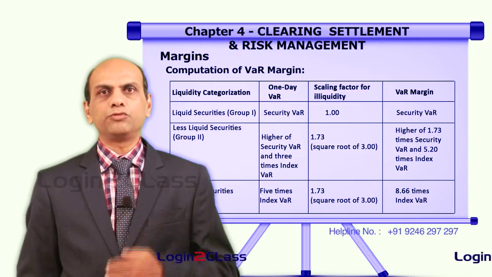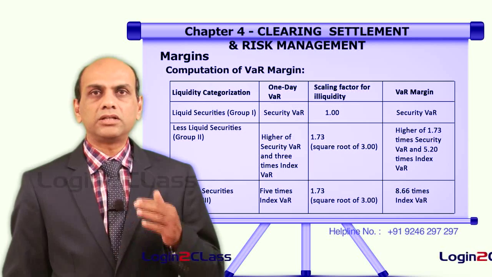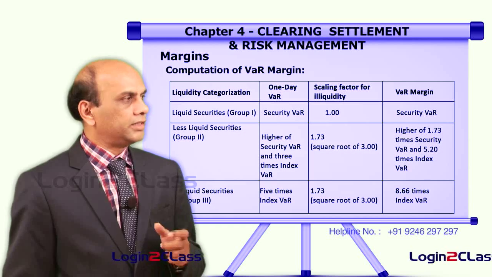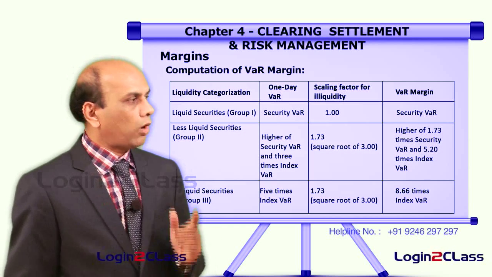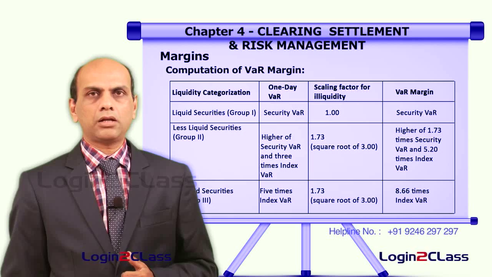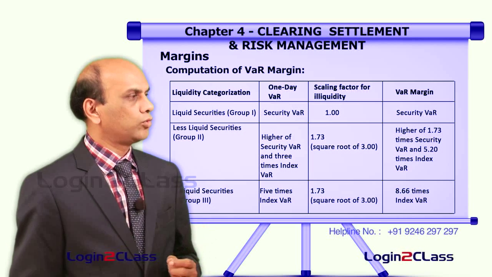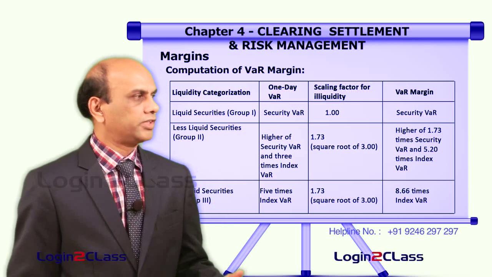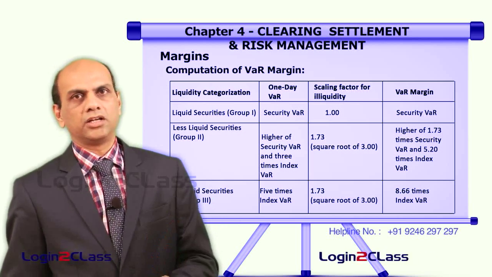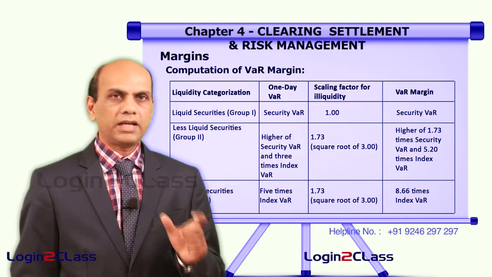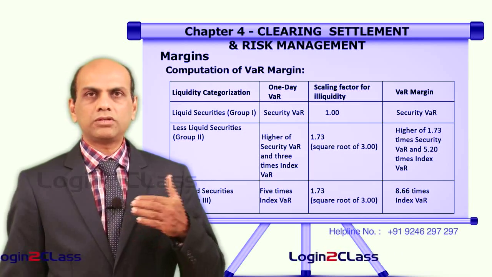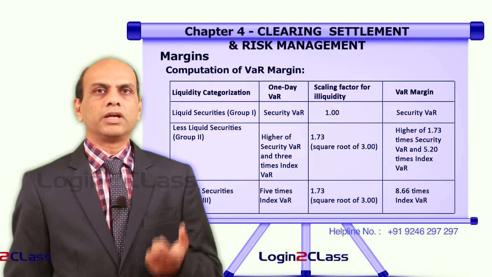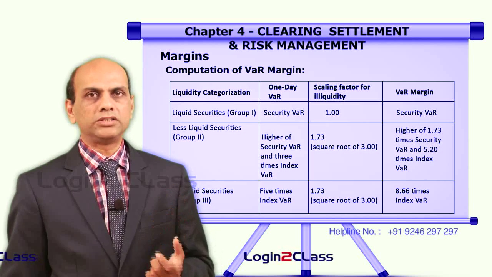Now, based on this information, what is the VAR margin that is imposed on securities which are under the second group? It is taken as higher of 1.73 times security VAR and 5.2 times index VAR. So, we take 1.73 times security VAR, we also calculate 5 times index VAR, then we compare both, whichever is higher, that percentage will be used for the purpose of calculation of VAR margin.